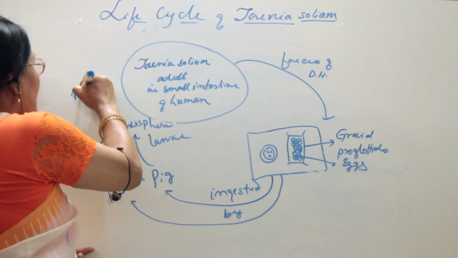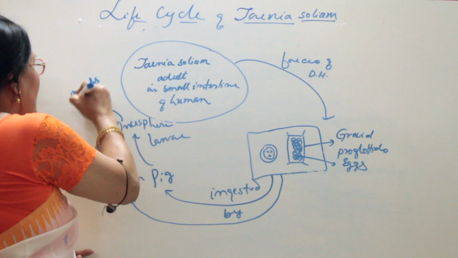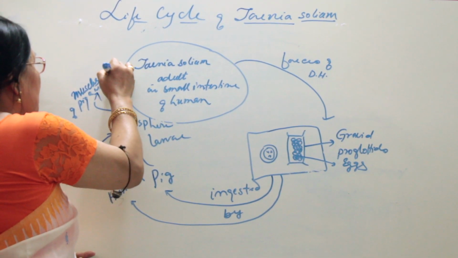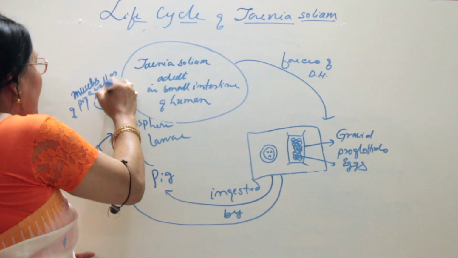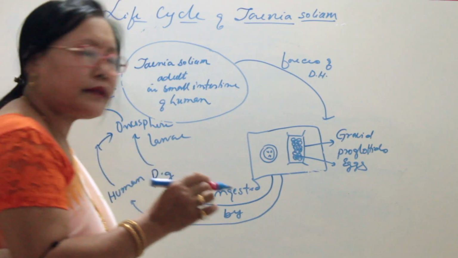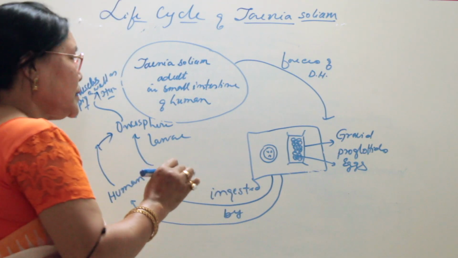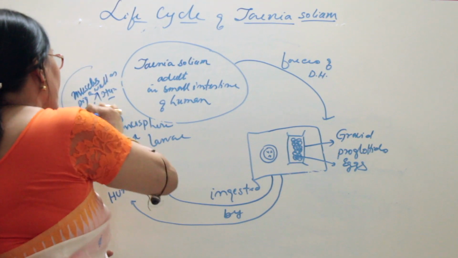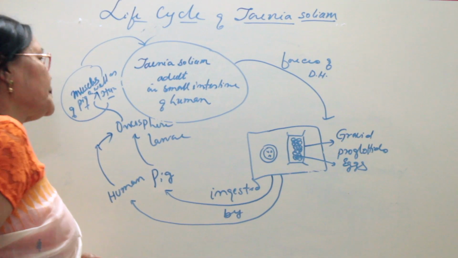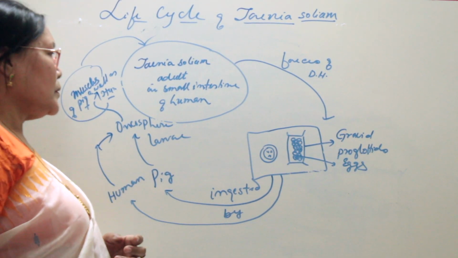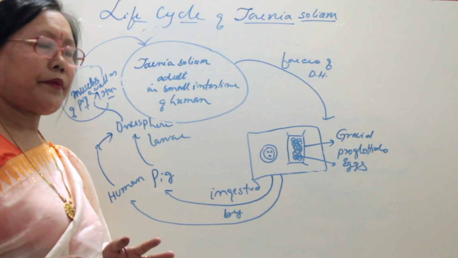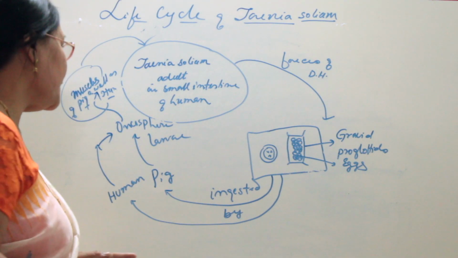It migrates to the muscles of pig as well as human. And in the case of man, it can be infected by the ingestion of this muscle by the human being. Then this is about the primary infection or primary life cycle of Taenia solium.